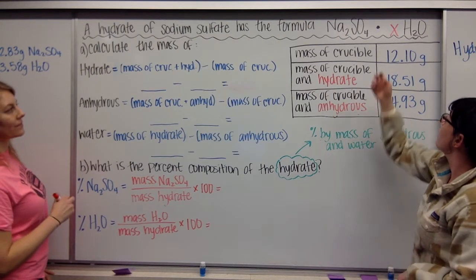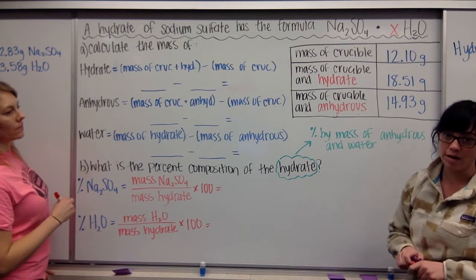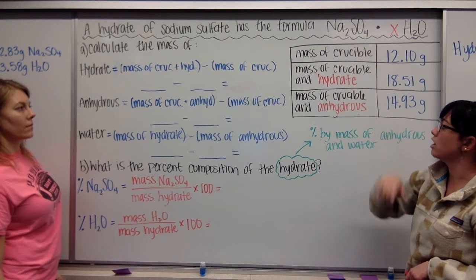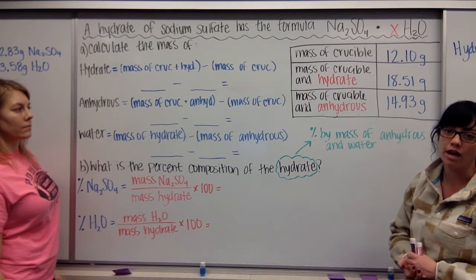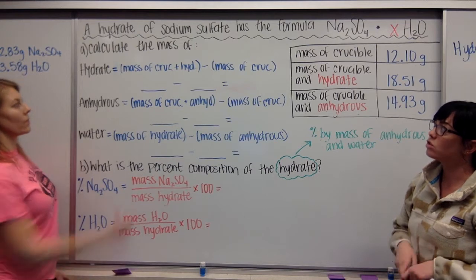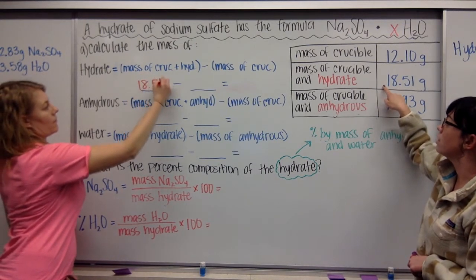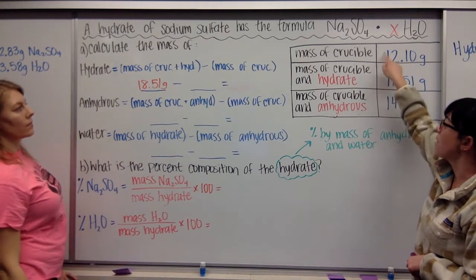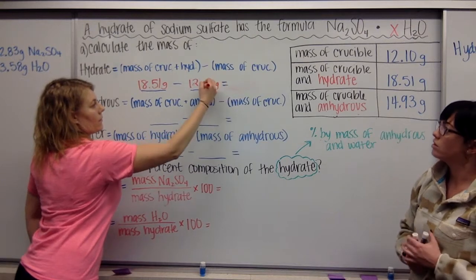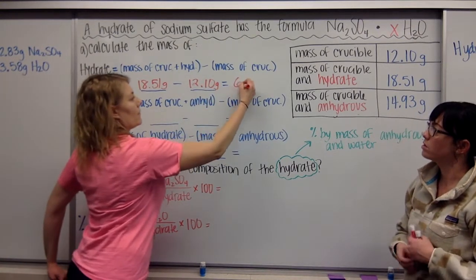So we have the mass of our crucible at 12.10 grams, and we have to subtract that from the mass of our hydrate and our anhydrous to figure out the mass of those two things. So for our hydrate, we have the mass of the crucible and the hydrate, 18.51, minus the mass of the crucible, and that gives us the mass of just the hydrate. And we end up with 6.41 grams.